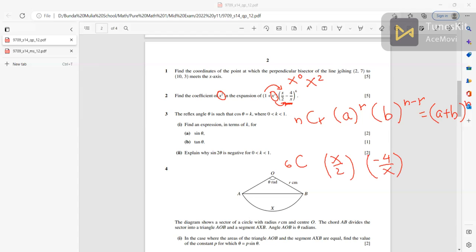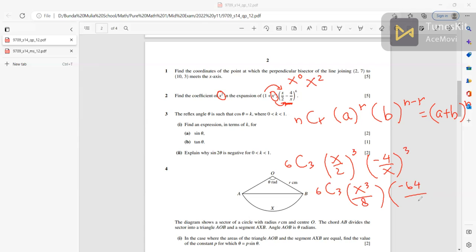From here, we have to find the combination to get what? x to the power of 0. I want to get x to the power of 0, so if we can see, this must be power of 3, power of 3. So r must be 3. So I have 6 combination 3 times x to the power of 3 per 8 times minus 4 to the power of 3. It is minus 64.